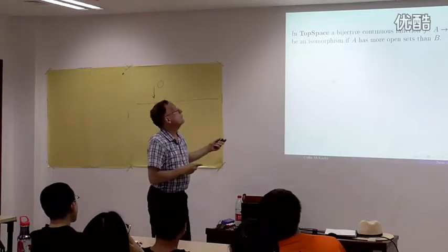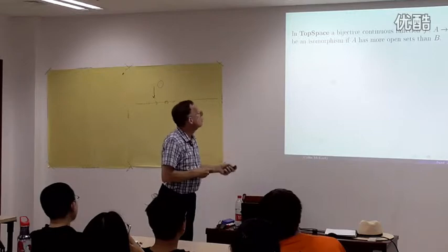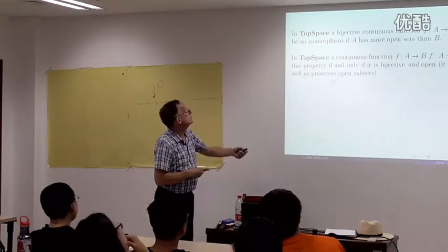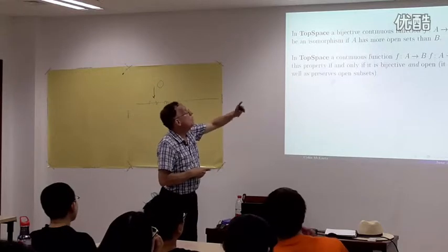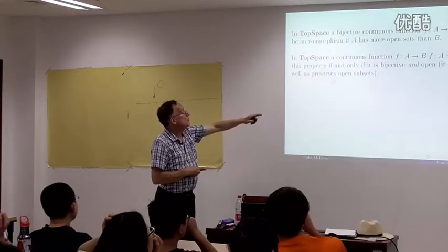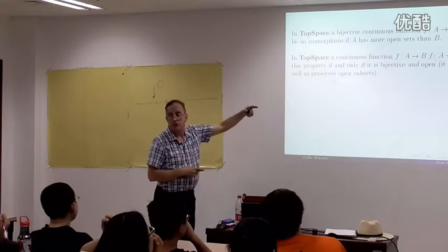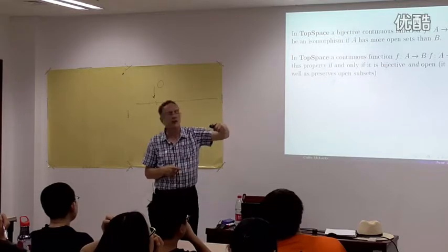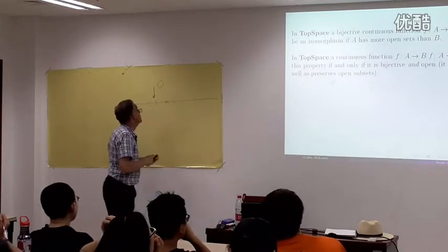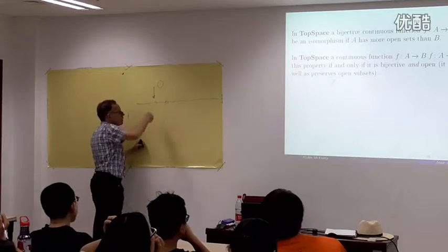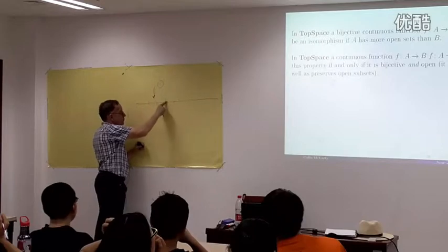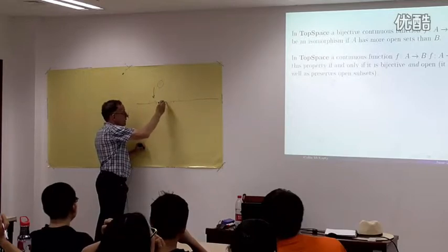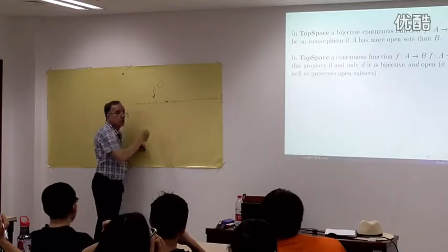So, for topological spaces, the isomorphisms: a continuous function is an isomorphism in the categorical sense if it's bijective, but also open. The inverse image of any open subset has to also be open. I mean, continuity says the inverse image; openness says the direct image of any open set has to be open. But this is an open set, and its direct image is just that point, and that point is not open.